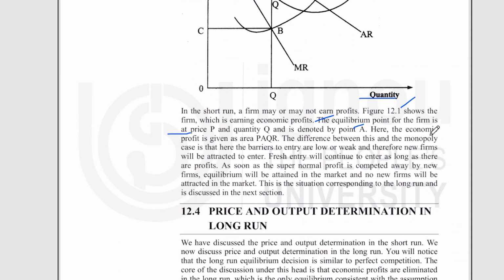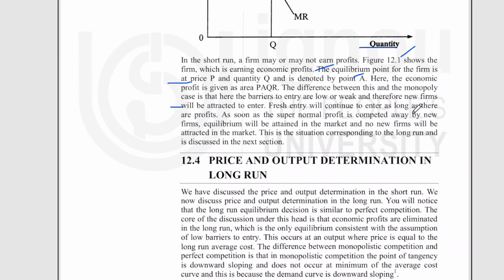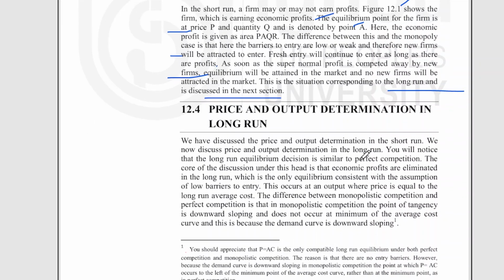And the difference between this and the monopoly case is that here the barriers to entry are low or weak, and therefore new firms will be attracted to enter, and fresh entry will continue as long as there are profits. And as soon as the supernormal profit is competed away by new firms, equilibrium will be attained in the market, and no new firm will be attracted to the market. So this is the situation corresponding to the long run and is discussed in the next section.